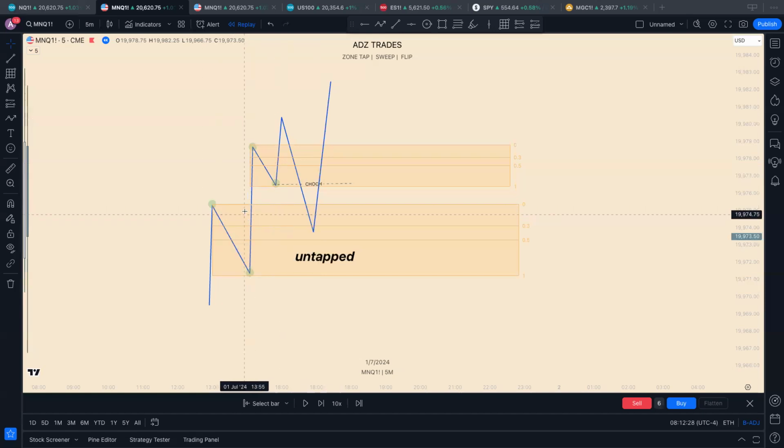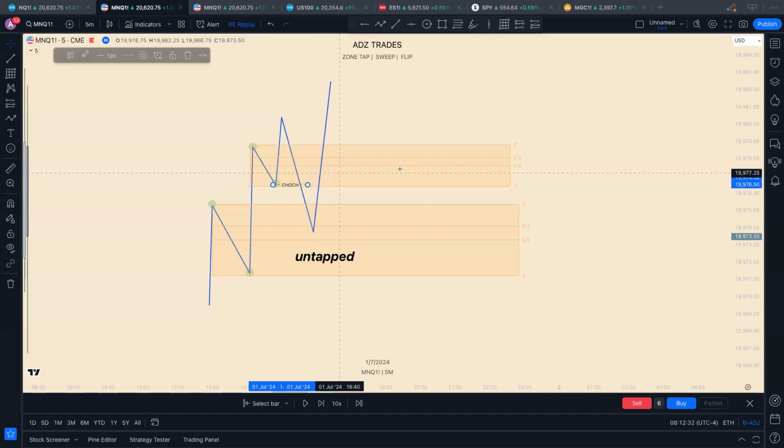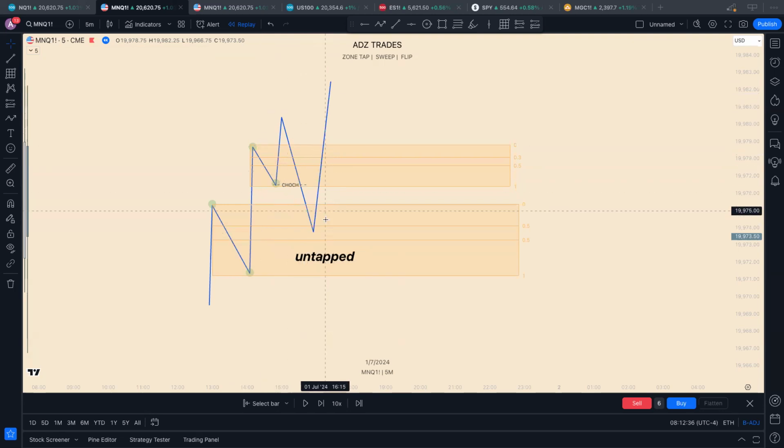So that's why tracking your zones is super important. You will save yourself a lot from getting faked by a change of character. And instead of looking for sells here and then getting stopped out again, you think, oh, why was there a change of character?